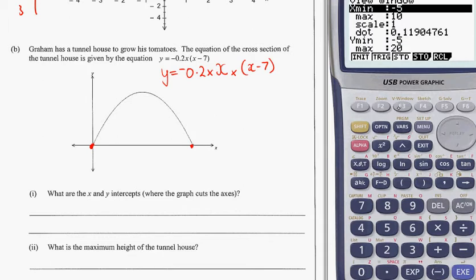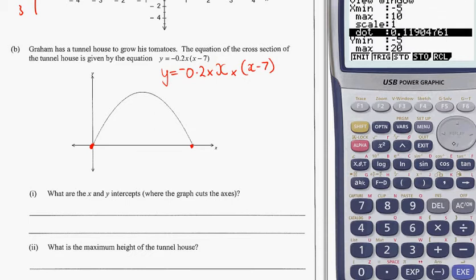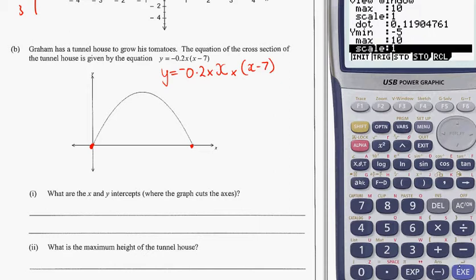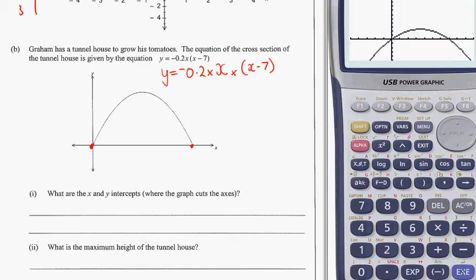So we'll go into the view window and let's change that y-axis. We don't need to go up to 20. That was far too high. We'll change it to 10, just so I get a better picture. That's even still too big, but it's looking better.